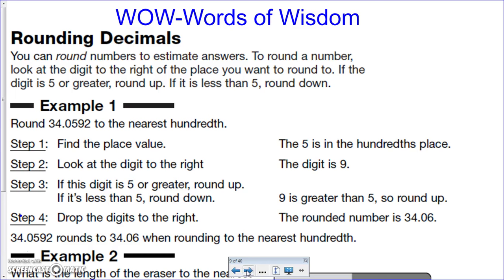Rounding decimals. You can round numbers to estimate answers. To round a number, look at the digit to the right of the place you want to round to. If the digit is 5 or greater, round up. If it is less than 5, round down.